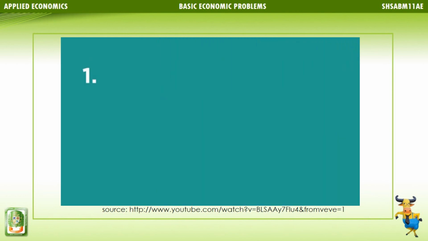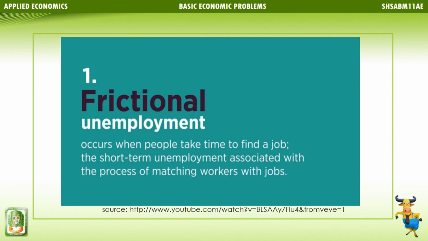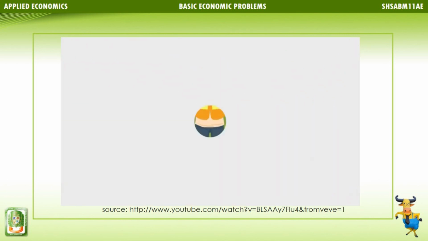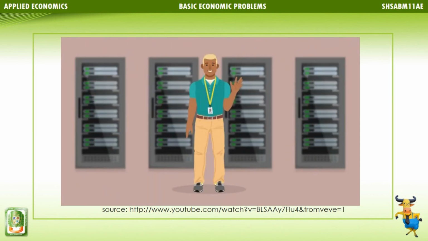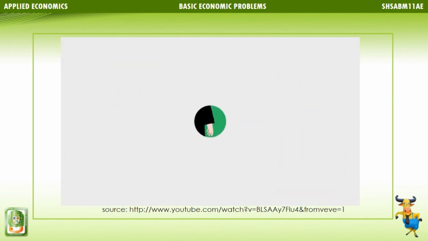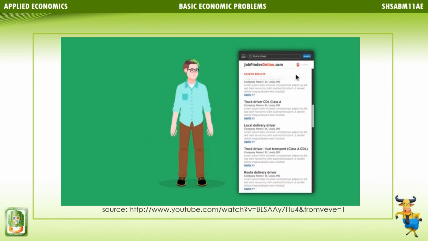The first type of unemployment is frictional unemployment, which occurs when people take time to find a job. It is the short-term unemployment associated with the process of matching workers with jobs. This might be due to workers quitting one job to find another that is a better fit for their skills or lifestyle. Or perhaps students who have just graduated from college and are looking for their first job.